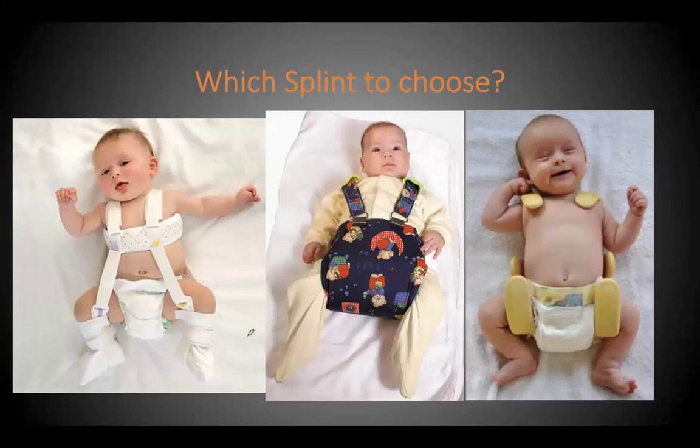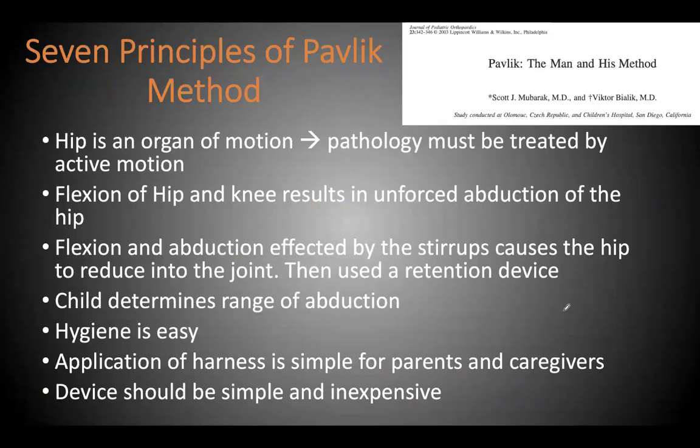So there are various splints which are available. This is the Pavlik harness. In the center, you can see a Frejka pillow, and on the right, you can see a Von Rosen splint. Different centers use different splints, but the principle that you can basically see is that all of these splints are maintaining the hip in flexion and abduction. Okay, so instead of picking a splint, I will talk about the principles of Pavlik treatment.